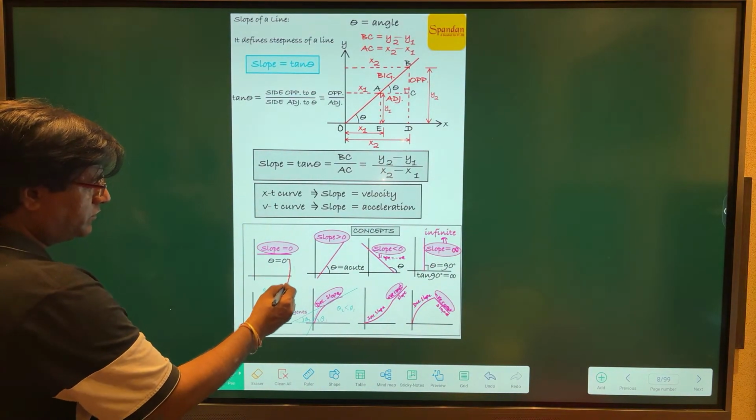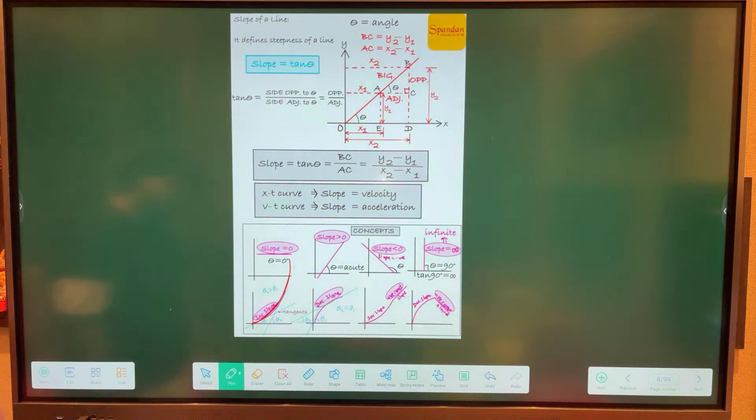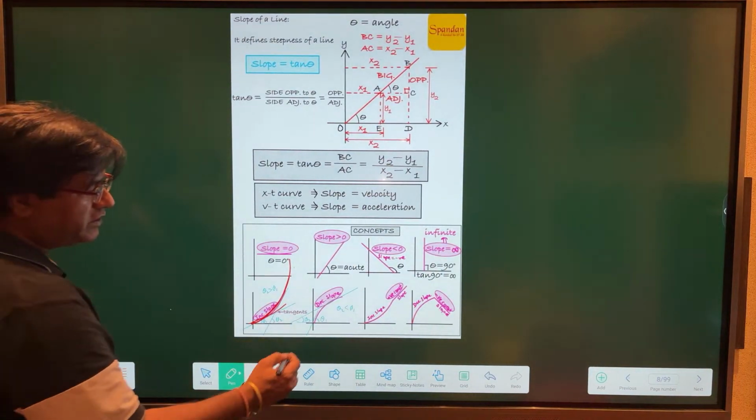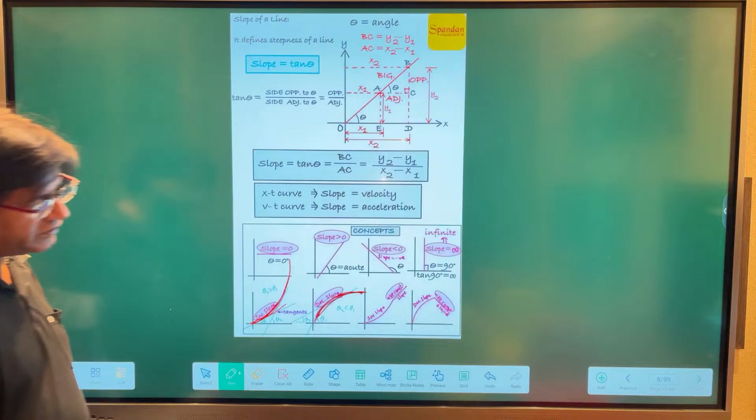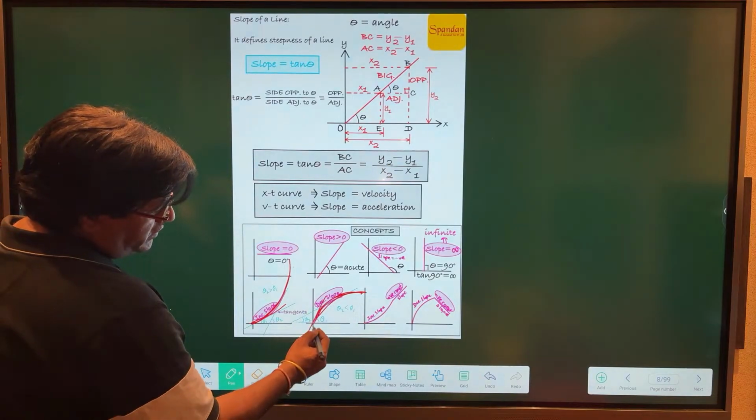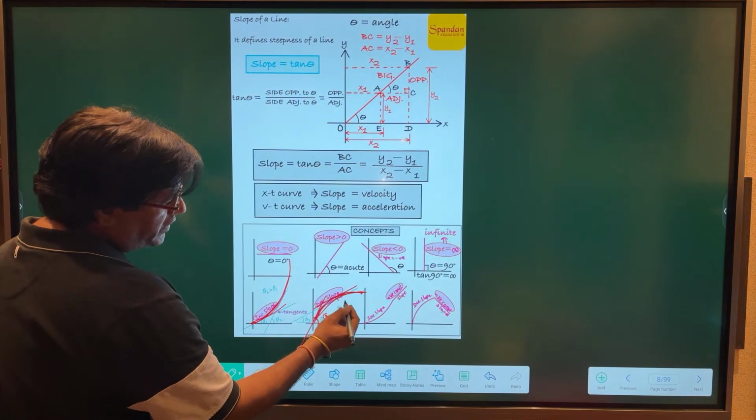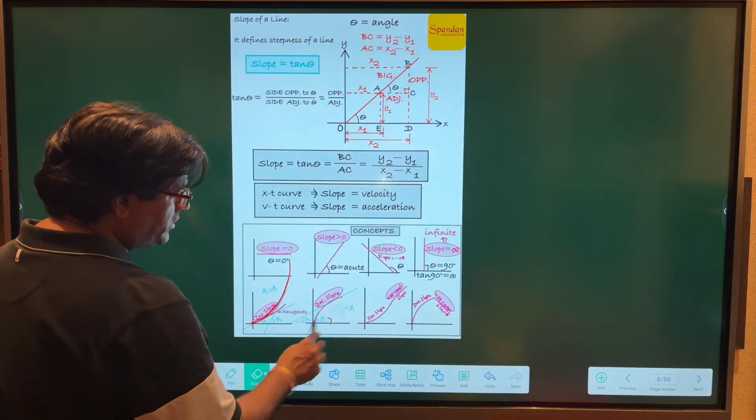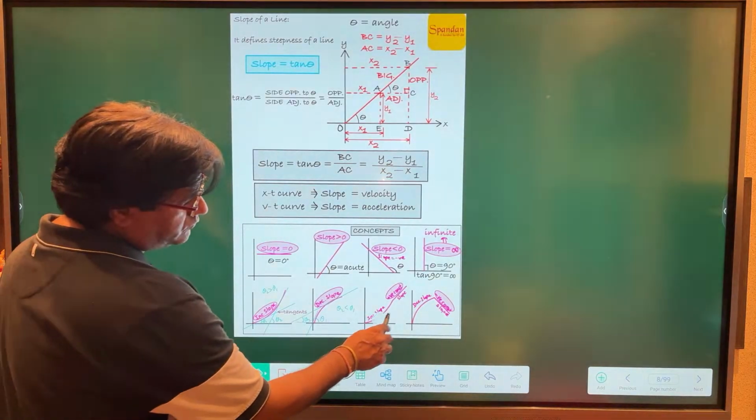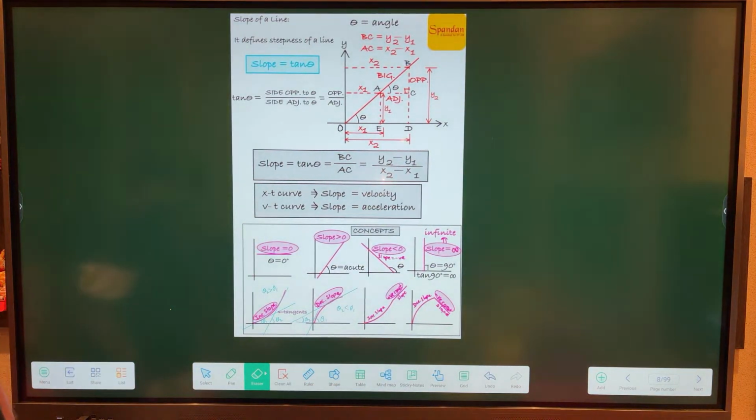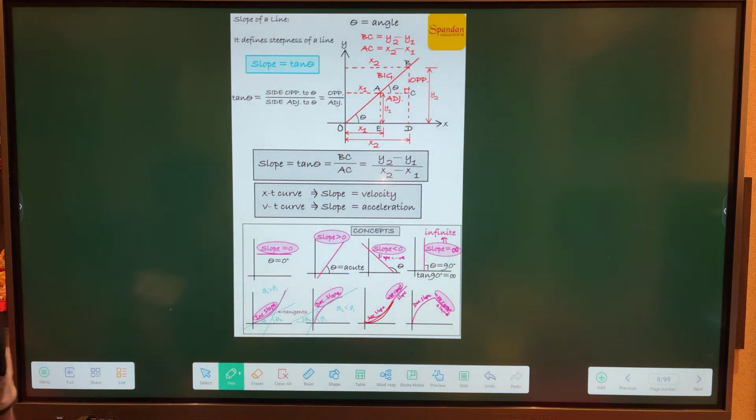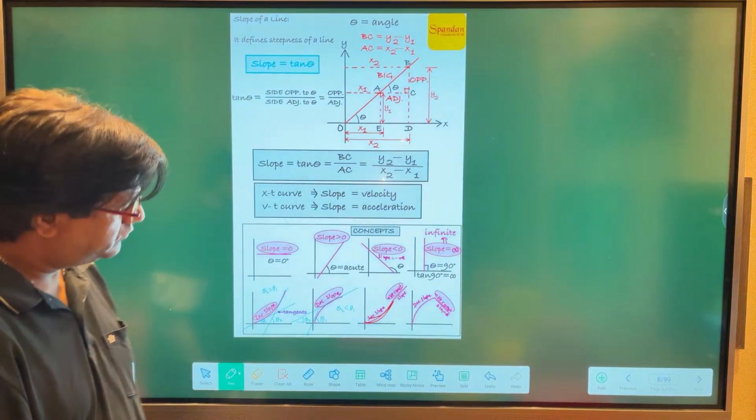This is the curve. So is this slope increasing or decreasing? Increasing. Yes. So this is increasing slope. Right. In this case, is the slope decreasing or increasing? Decreasing. So here the tangent is making more angle. Here the tangent is making less angle. So we can say that the slope is decreasing. Right. In this case, is the slope increasing or decreasing?